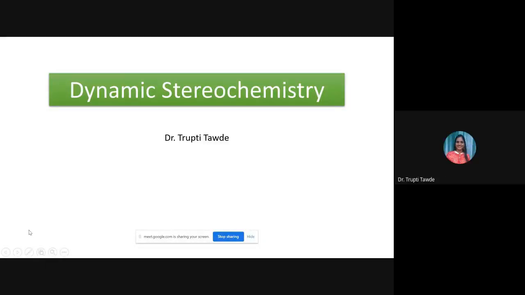Okay. So I'm going to start with the next topic, that is dynamic stereochemistry. Now, what is this dynamic stereochemistry? Dynamic stereochemistry is nothing but we talk about the different structural aspect of the reactant with respect to the rate of reaction. We determine the stereochemistry of the starting material and the product. We just have a relationship between them. We talk about the kinetics also, what is the rate of reaction between the two isomers of any starting material.